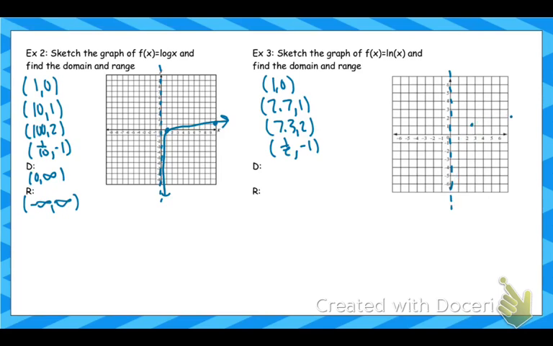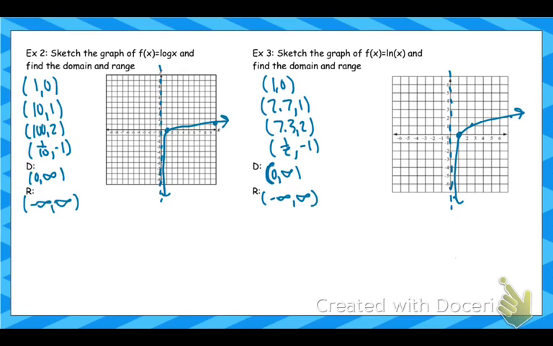Oop, I missed (1, 0). There we go. So there's the natural log parent function. Again, same shape, just different points depending on what that base is. Domain is the same. Range is -infinity to infinity. And that is a parenthesis, not a bracket on those domains. Because again, it can't actually be 0. It just gets very close to 0.